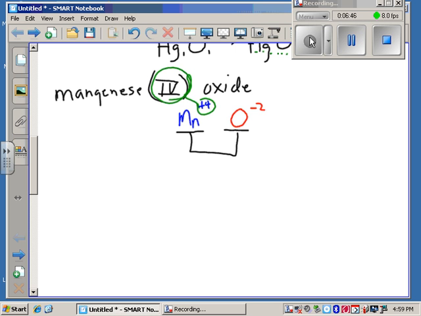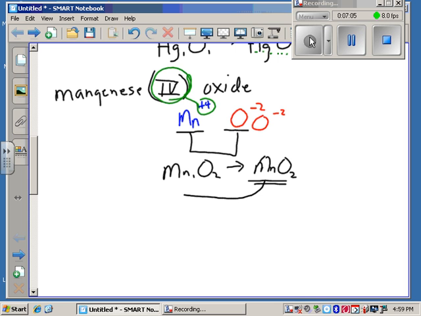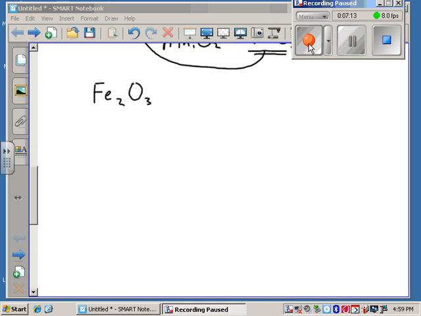Our scale isn't balanced. In order to balance it, we're going to go ahead and put another oxygen on it. Now we're balanced, and it's time to write the formula. Manganese, 1 atom. Oxygen, 2 atoms. Clean it up a little bit, MnO2. MnO2 is the formula for the compound that's called manganese 4 oxide. No Roman numerals in the formula, only in the name.